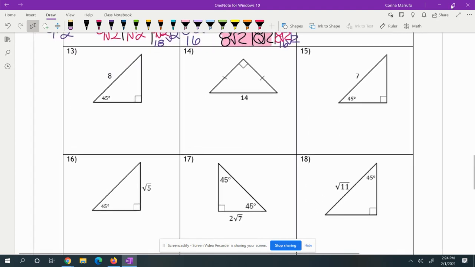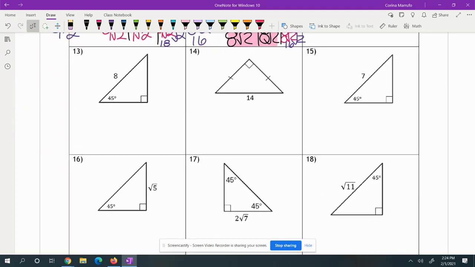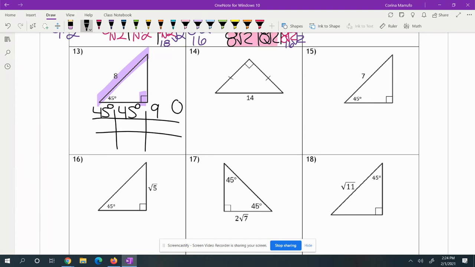So here, number 13, this time they give us the hypotenuse, and the hypotenuse is 8. I know it's a hypotenuse because it's the longest side and it's across from the 90-degree angle. So I set up my table. I have 45, 45, 90. All right, so it's x, x, x, and the square root of 2.